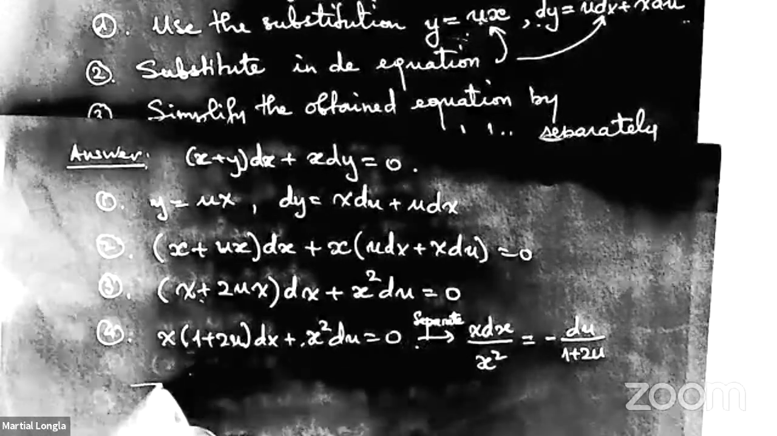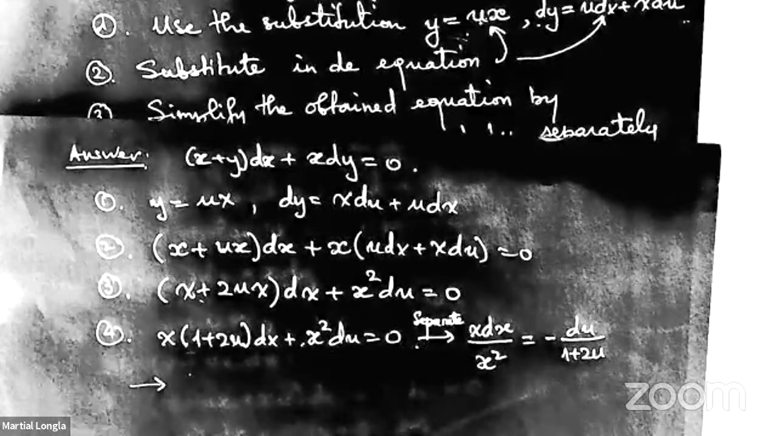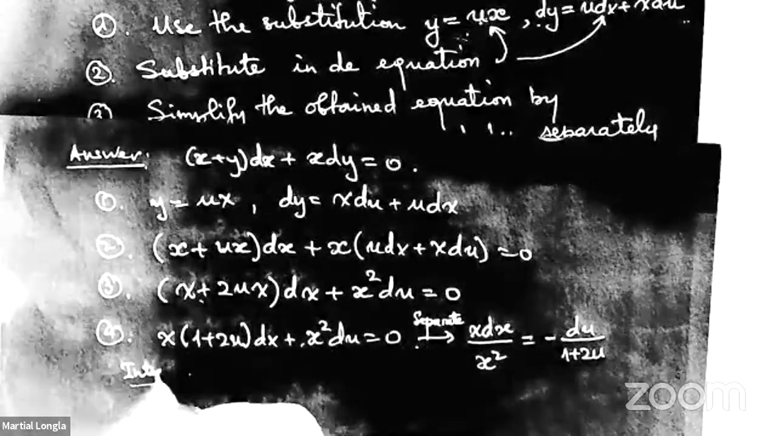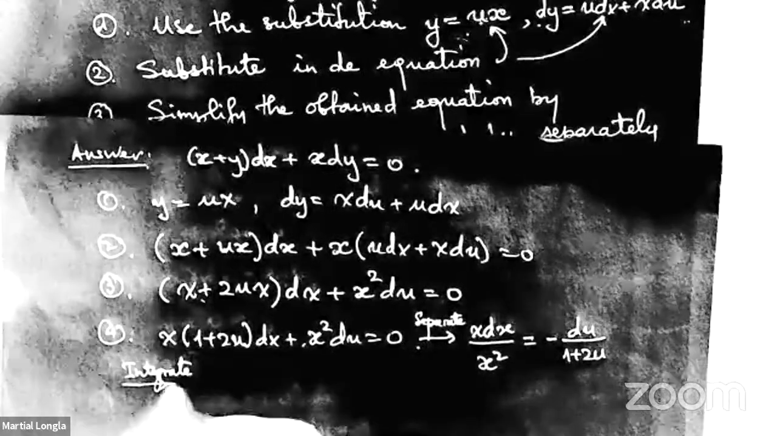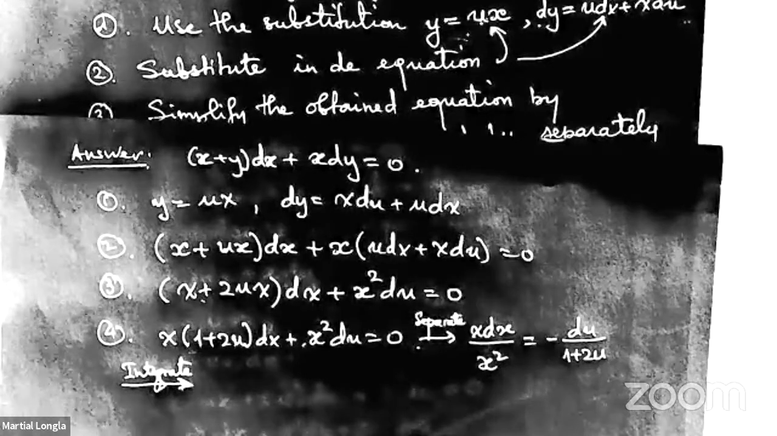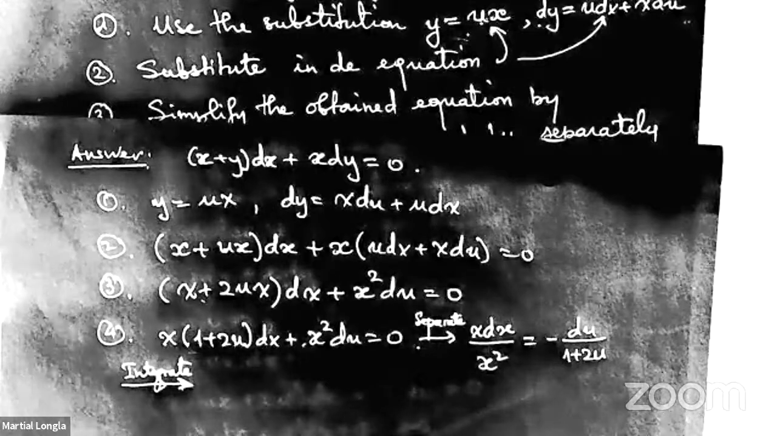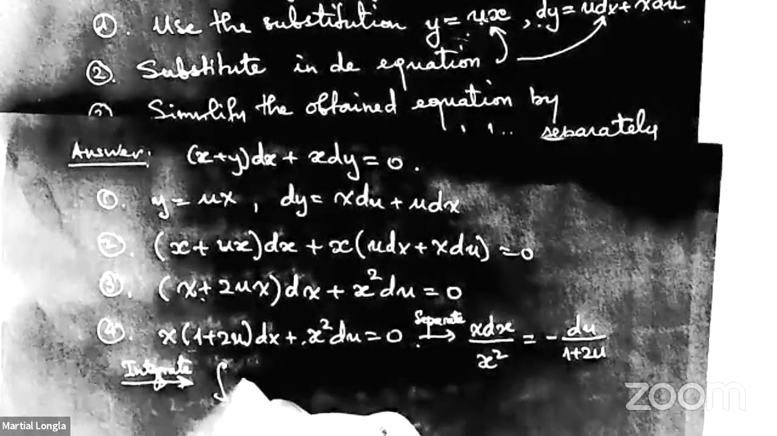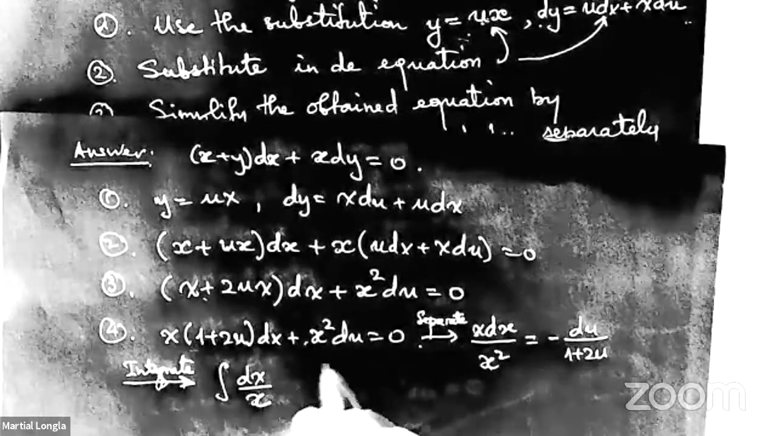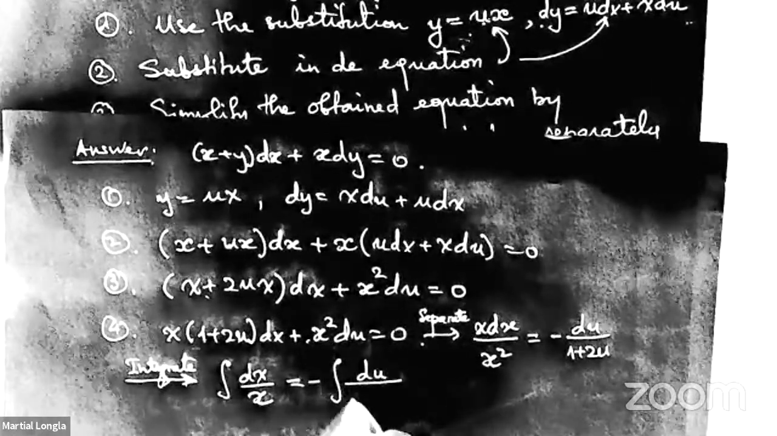And then after separating the variables, what do we do? Integrate. Integrate. That's it. And I do believe with these things, you just need to remember that at this step, this is what I do. You can actually say it and write it down, even if you can't do it, but you need to know that that's what to do at this point, right? So here it becomes the integral of dx over x, because x over x squared is 1 over x, equals negative integral of du over 1 plus 2u.